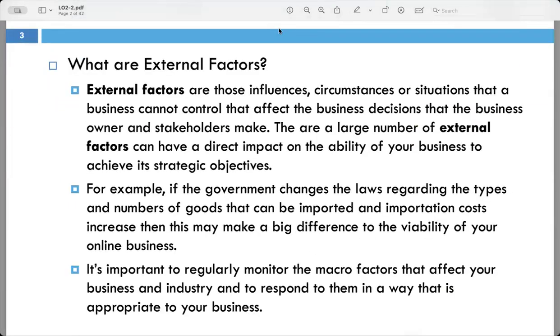Any questions so far? If anyone's there. Okay, so let's start with the external factors.